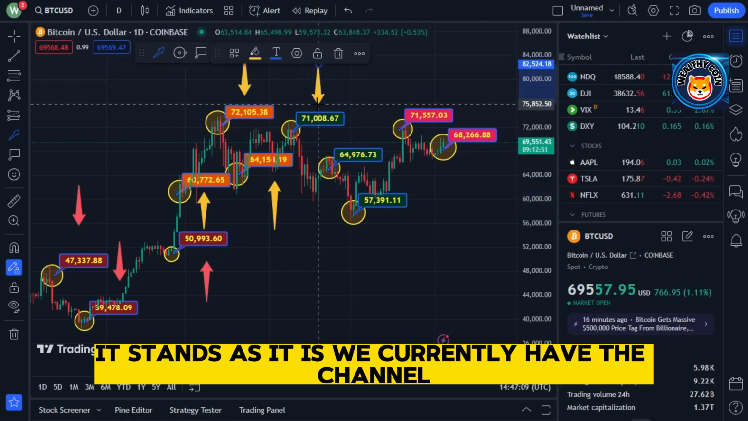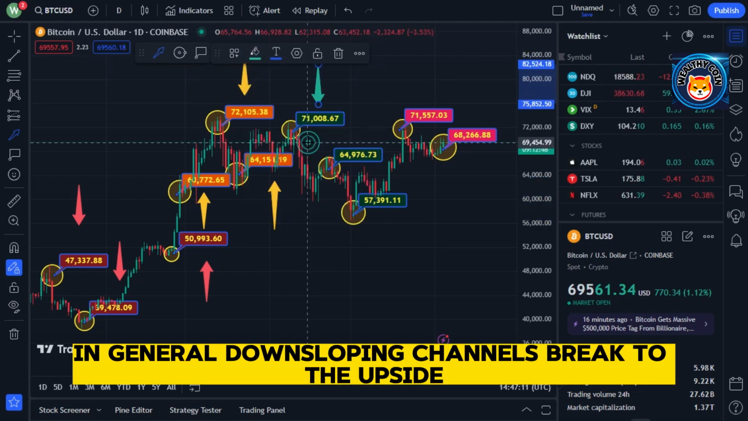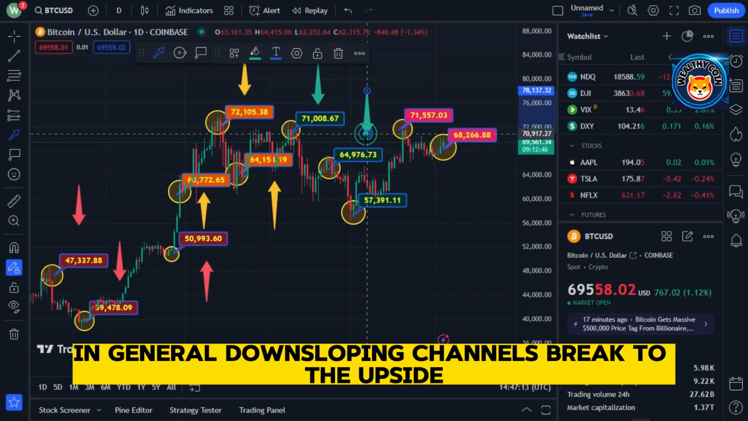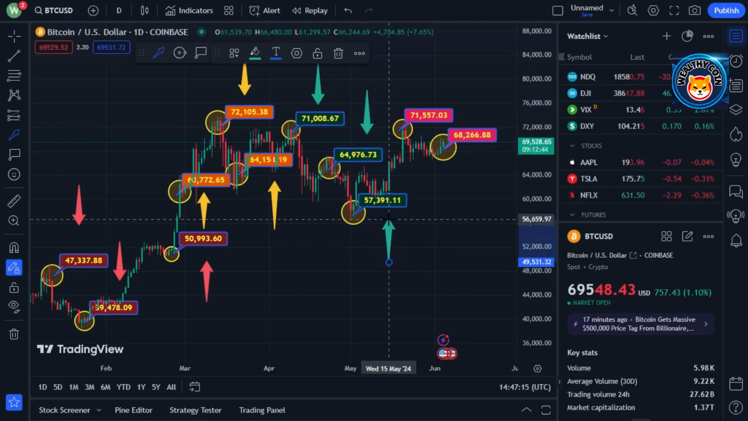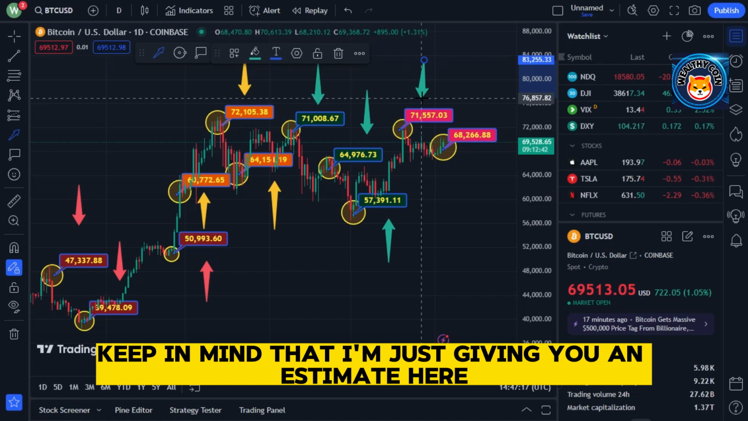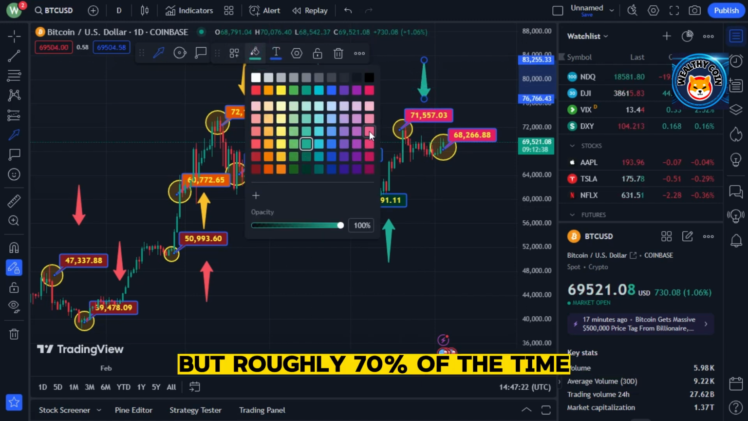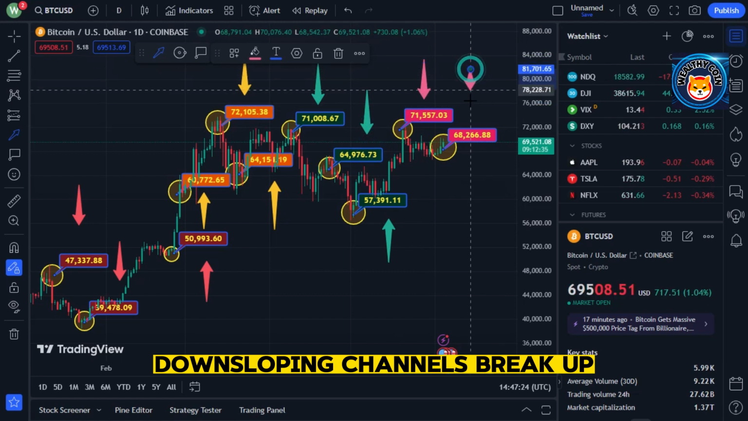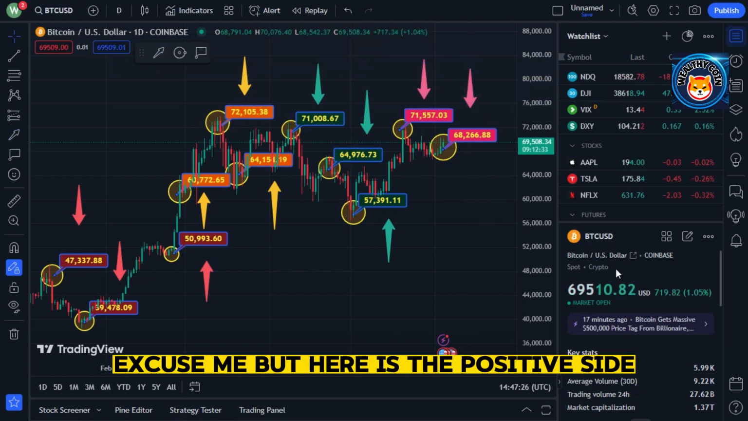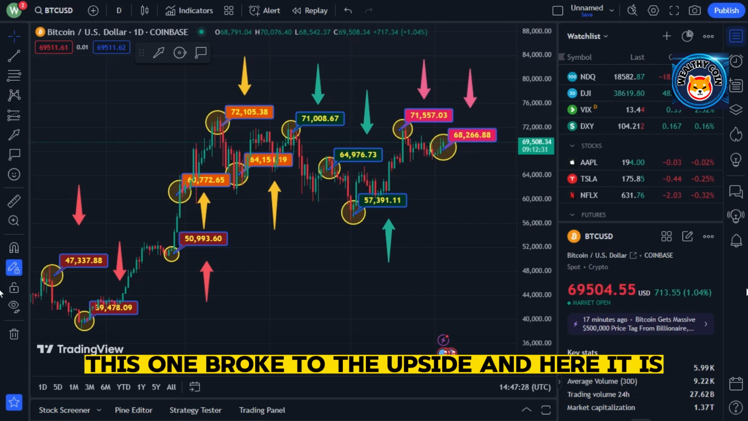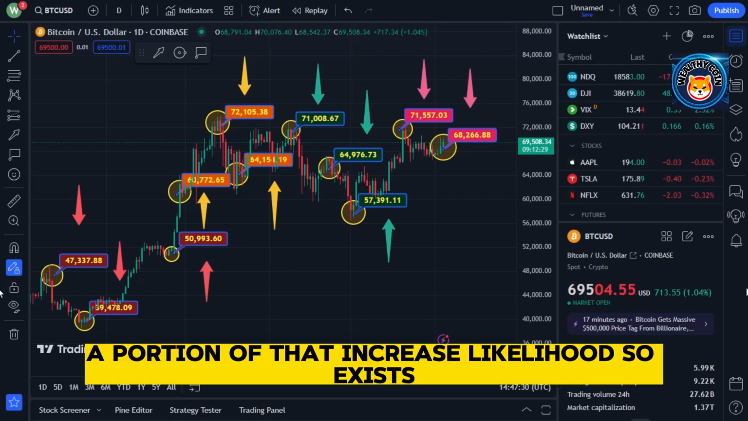We currently have the channel that was dipping downwards. In general, downsloping channels break to the upside. Keep in mind what I've taught you all. Keep in mind that I'm just giving you an estimate here. The actual percentage is much lower, but roughly 70% of the time, downsloping channels break up. Excuse me, but here is the positive side. This one broke to the upside, and here it is. A portion of that increased likelihood exists.